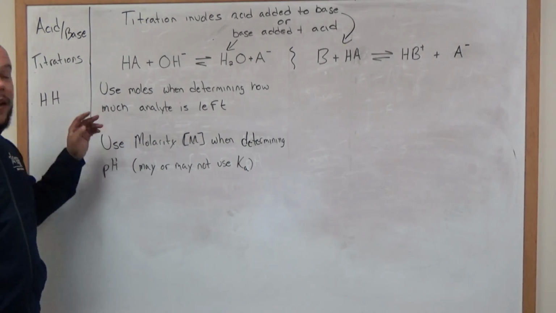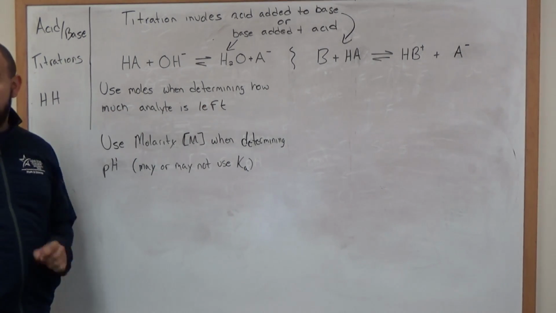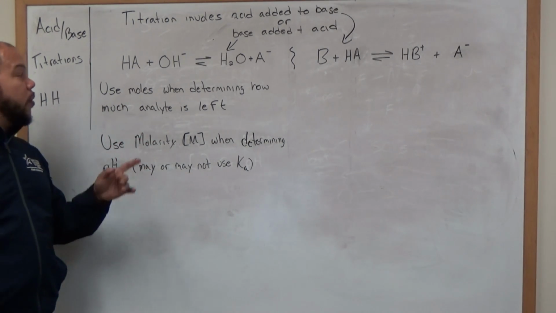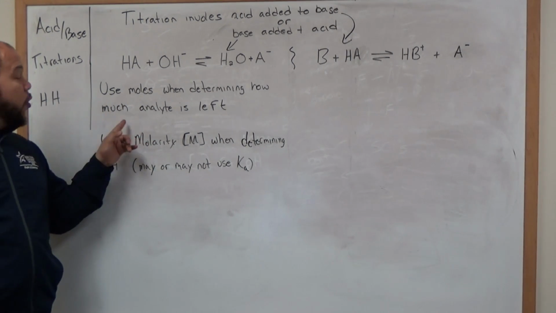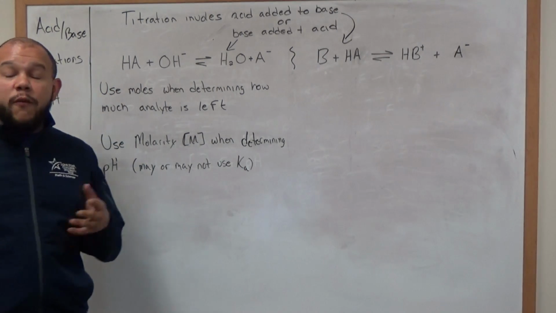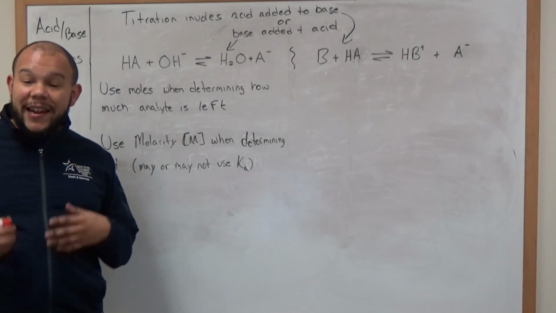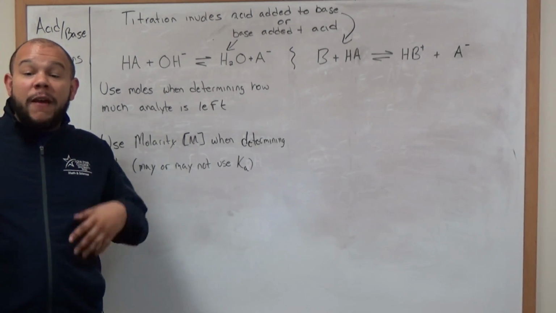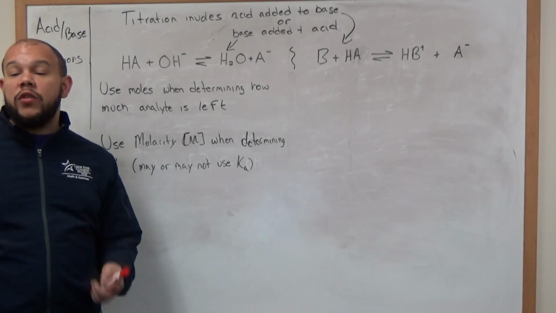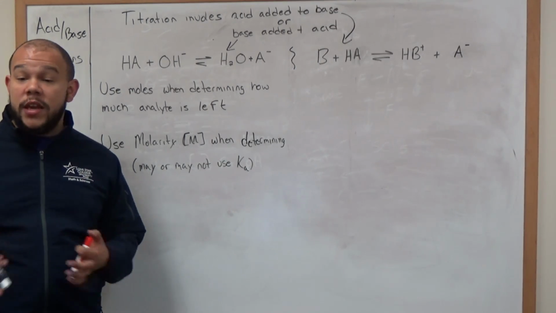So I wanted to make a broad kind of rule set of when to do what in a titration example. We want to be using moles when we need to find out how much analyte is left. The main purpose for titration is to find an unknown, find out how much analyte is left, find out the makeup of the solution. We need to use moles to do that because moles is the universal unit when we're dealing with stoichiometry.